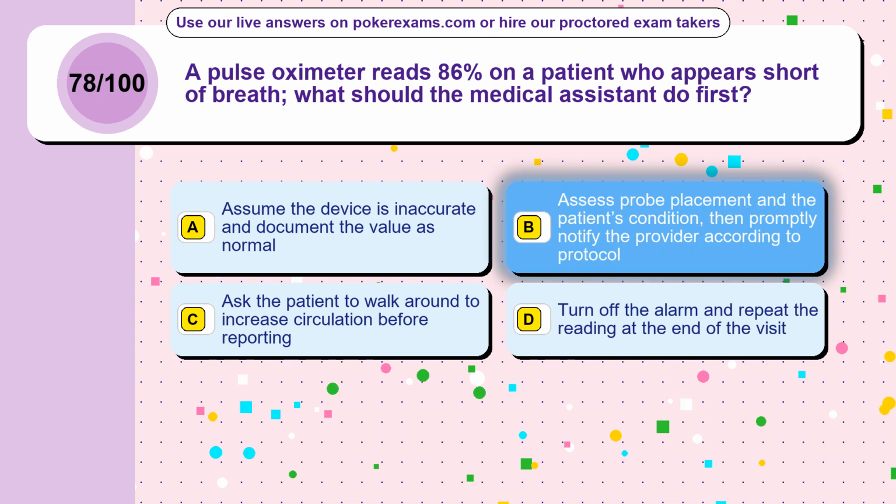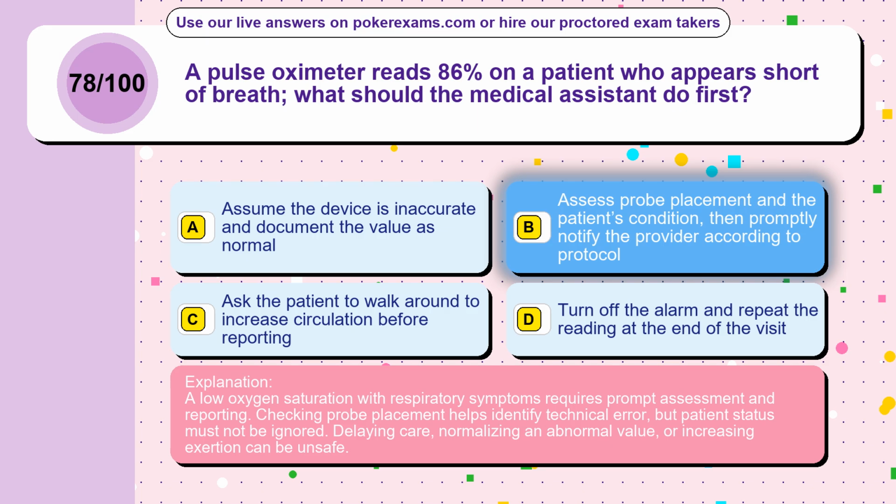The correct answer is option B. Assess probe placement and the patient's condition, then promptly notify the provider according to protocol. A low oxygen saturation with respiratory symptoms requires prompt assessment and reporting. Checking probe placement helps identify technical error, but patient status must not be ignored. Delaying care, normalizing an abnormal value, or increasing exertion can be unsafe.